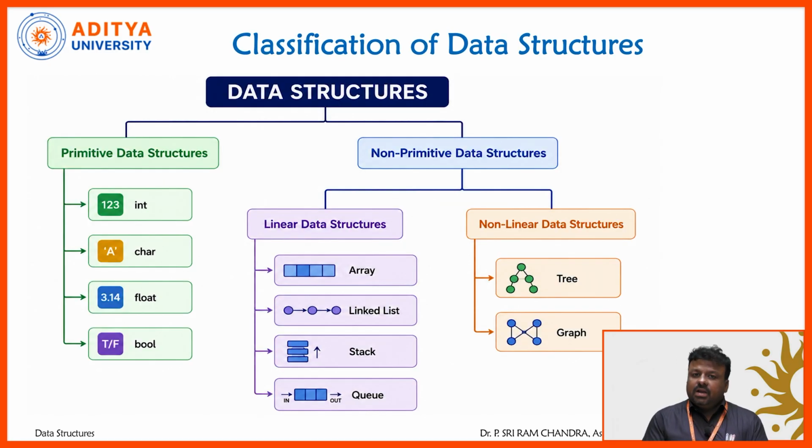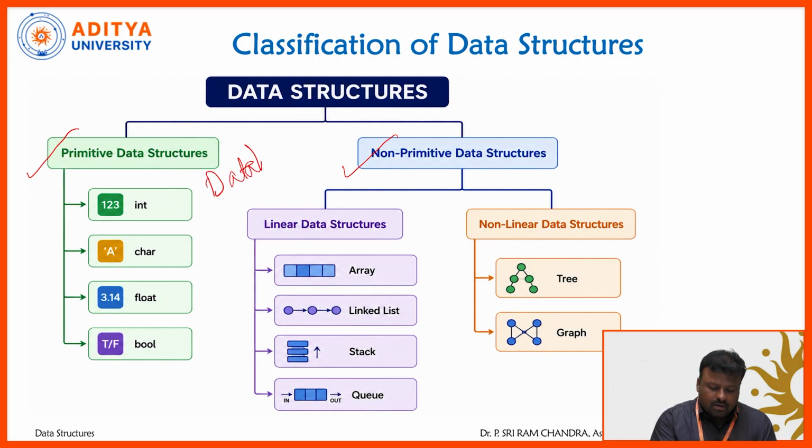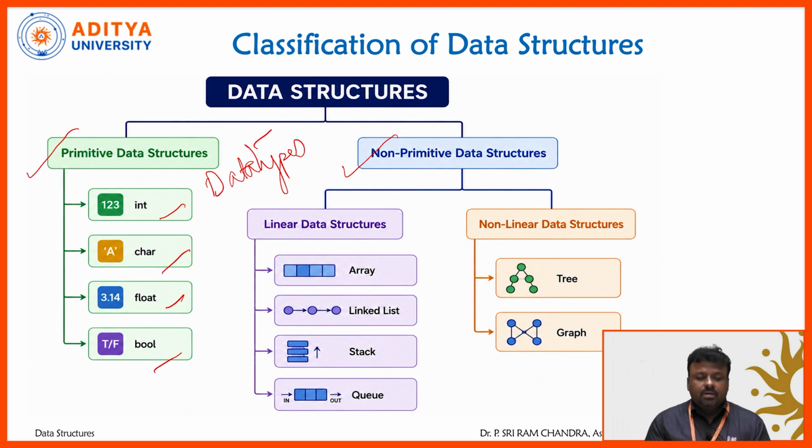As we are confident enough in the definition of data structures, we should learn the classification of data structures also. The primary classification lies with primitive data structures and non-primitive data structures. Primitives are the simpler ones, which we have seen in a basic programming language. Primitive data structures can also be called data types. For example, integer, character, float, and boolean data types. Whatever data types you see in any programming language can be considered primitive data structures.